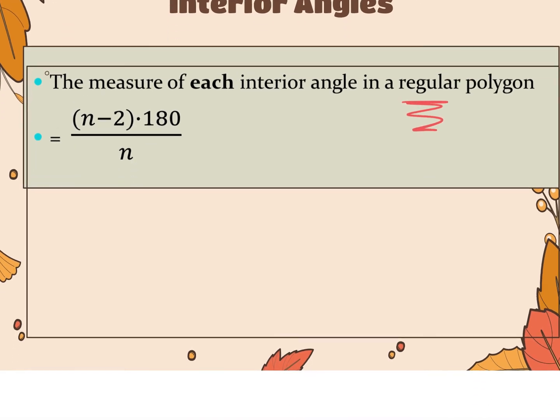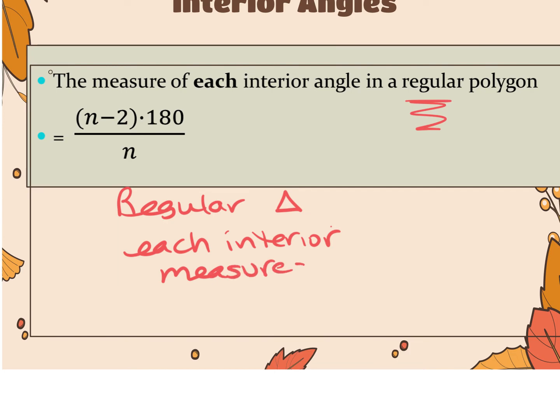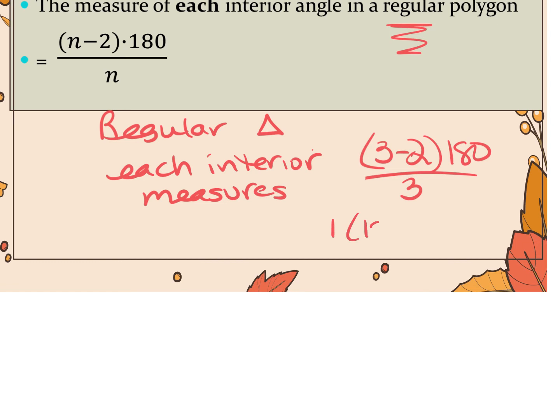So let's take again the regular triangle. Let's say I told you have a regular triangle, and I want to know what each interior angle measures. I'm going to take my formula, my n minus 2 times 180 divided by n. N is 3 when it's a triangle, divided by 3. So 3 minus 2 is 1. 1 times 180, and then divide it by 3. And you get 60 degrees for each interior angle. So you just take it one step further.